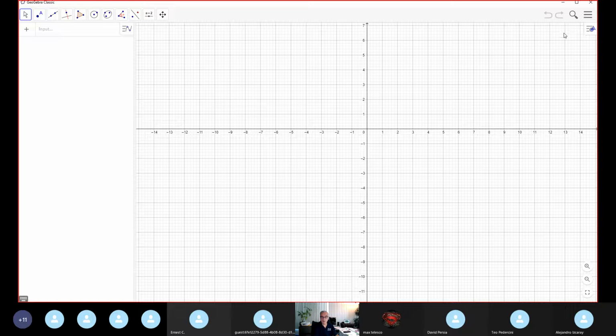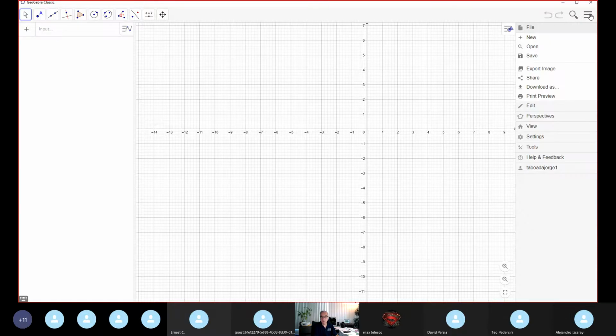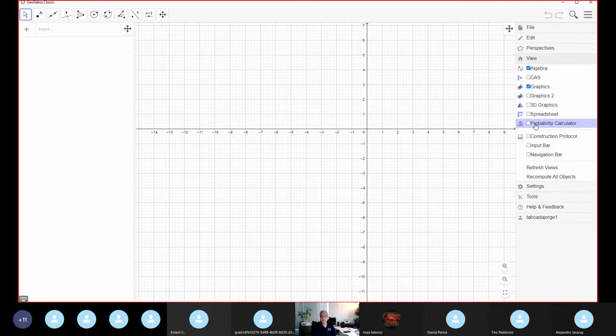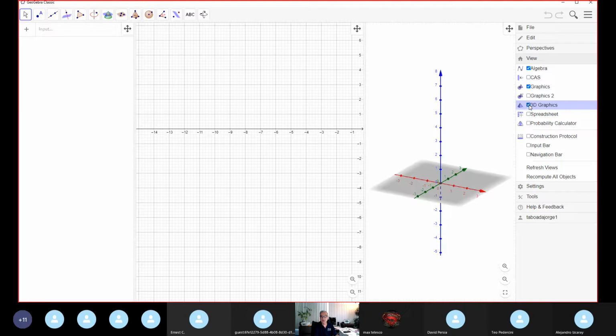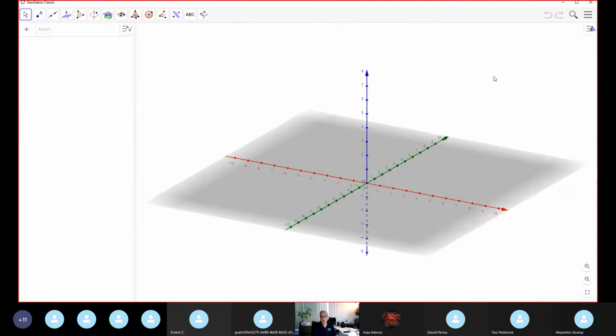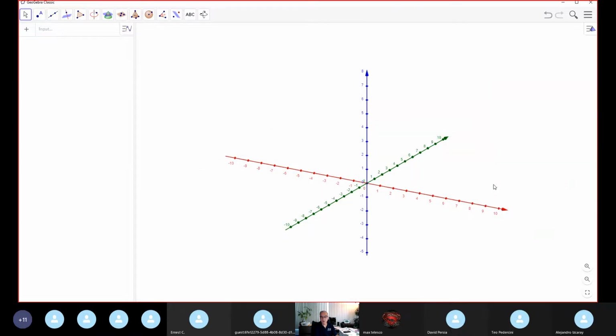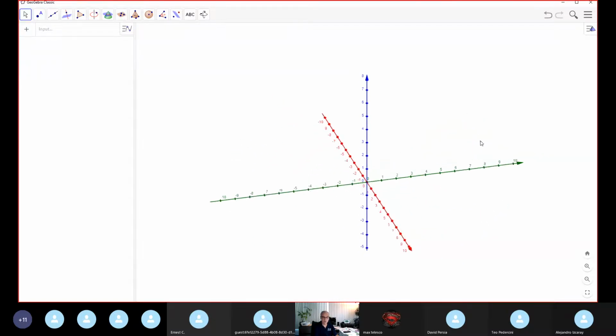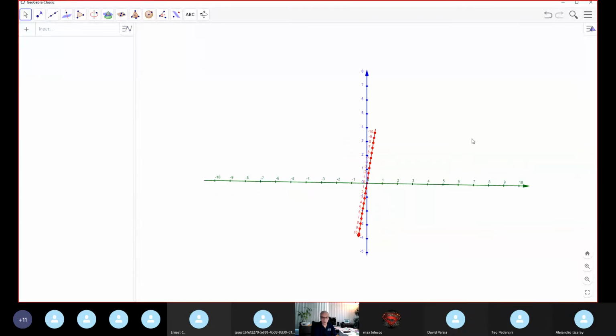I select 3D. View, 3D. No graphic in 2D, in 3D. Cool. Now do you see GeoGebra? Let me know, guys. Yes or no? Yes. Okay, cool.